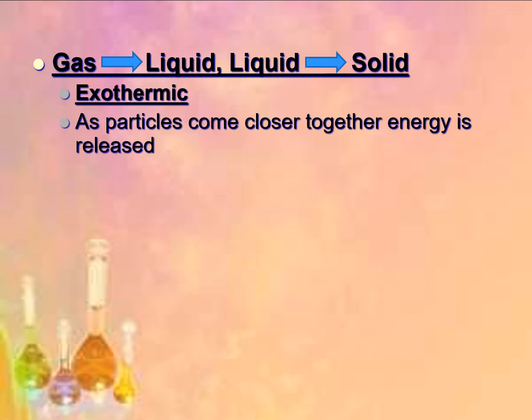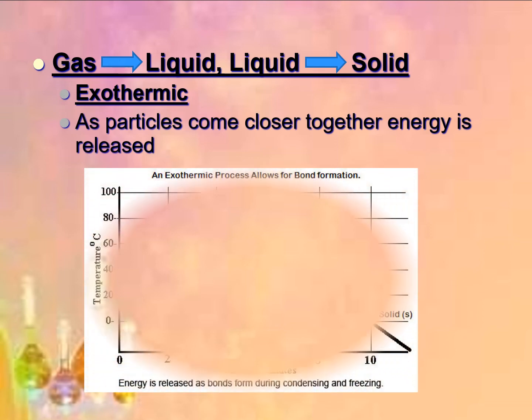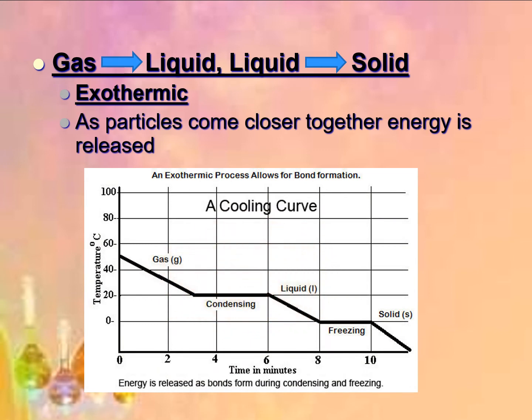In exothermic change, as particles come closer together, energy is released, and it occurs in the gas to liquid phase, that is condensation, and the liquid to solid phase, that is freezing or solidification. This picture shows that when energy is released by a gaseous phase and a liquid phase, the molecules start to slow down over time, resulting in condensation and freezing.